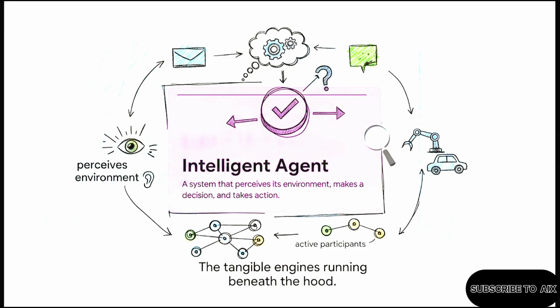An intelligent agent is simply a system within artificial intelligence that perceives its environment, makes a decision, and then takes action. That's literally it. That is the secret sauce. We hear the buzzword AI thrown around everywhere, but these intelligent agents are the actual, tangible engines running beneath the hood. If artificial intelligence is the broad, big-picture concept of a machine having capabilities, the intelligent agent is the active entity doing the heavy lifting, interacting with the world, figuring out what's going on, and actually doing something about it.